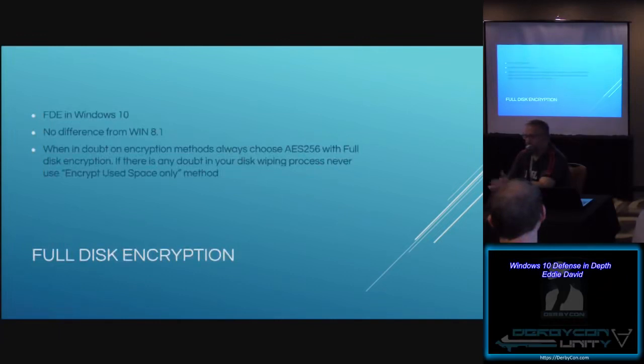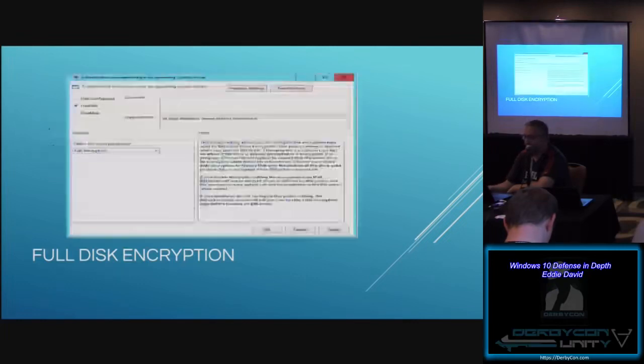So again, I've already said this, full disk encryption with Windows 10 is no different from 8. You need to be careful because the default encryption algorithm for BitLocker is AES 128. You're going to need to bump that to 256. Also, you don't want your users dictating whether they want to use used-space only or full. So internally, if you have any type of internal disk wiping processes you're unsure about, you never want to do encrypt used space only. Just do full. It'll do the disk full end to end.